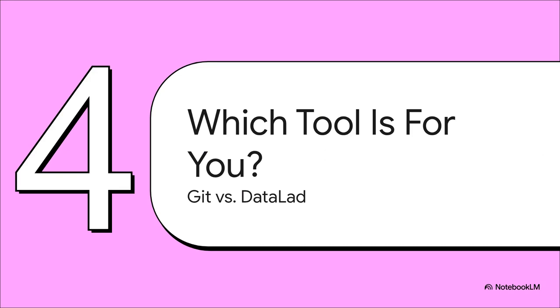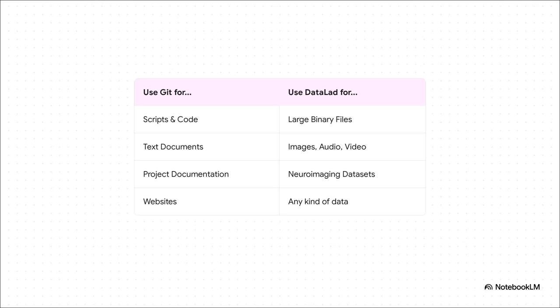Okay, so section 4, which tool is for you? We've got Git for code and we've got DataLad for data. So let's just lay it all out and make it crystal clear when you should be using which tool. Honestly, it's not complicated at all. The rule of thumb is this. Is your project mostly text? You know, scripts, code, notes? Stick with Git. It's the master of that. The moment you start bringing in big data files, we're talking images, videos, audio, scientific data sets, you name it, that's your cue to bring in DataLad. Simple as that.